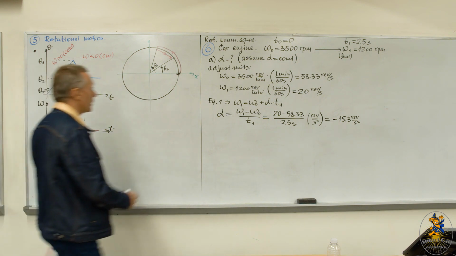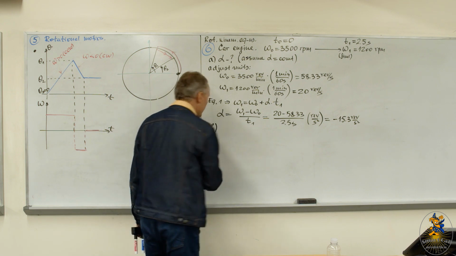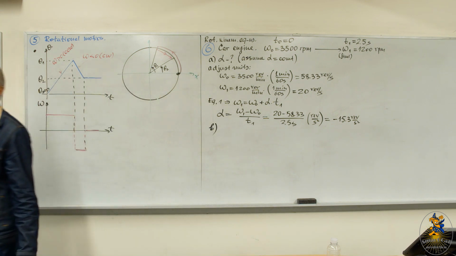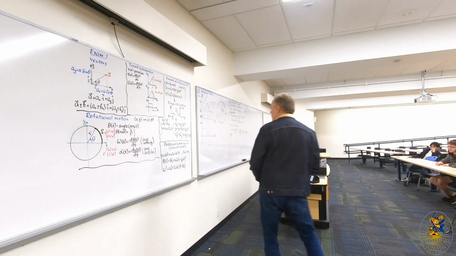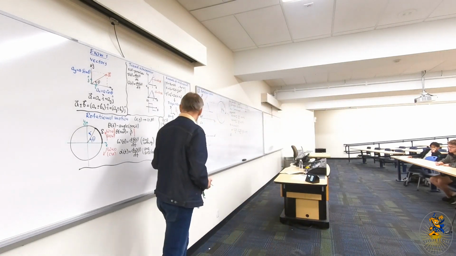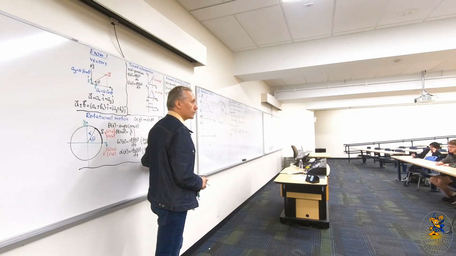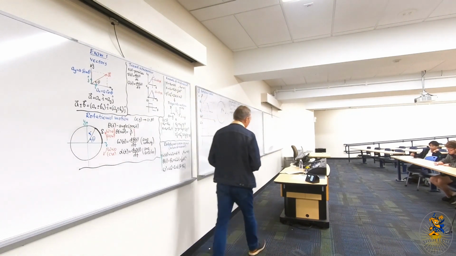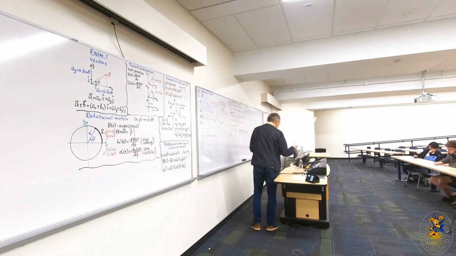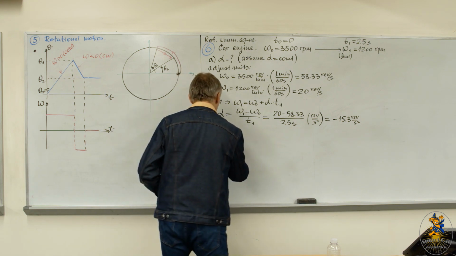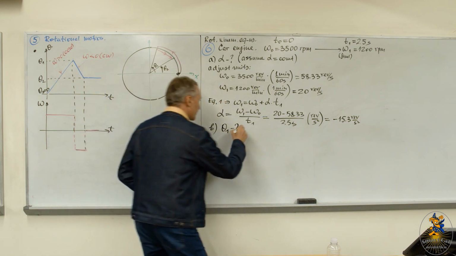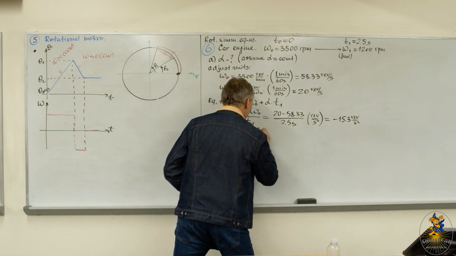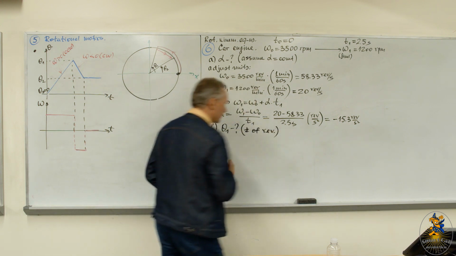So the second question is obvious because everything is given and known now except for the angle, the number of revolutions. So now I think we need to find theta. Yeah, so now we need to find theta 1, the number of revs.